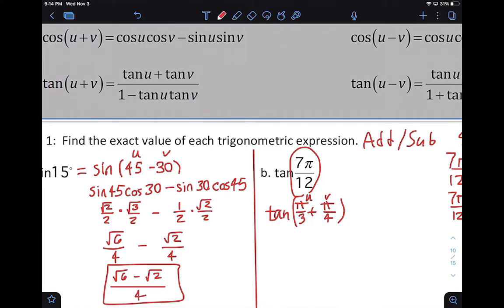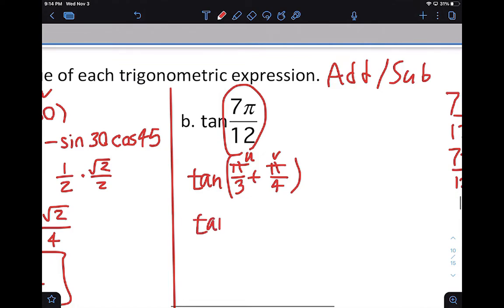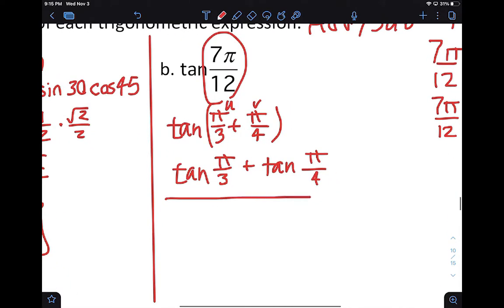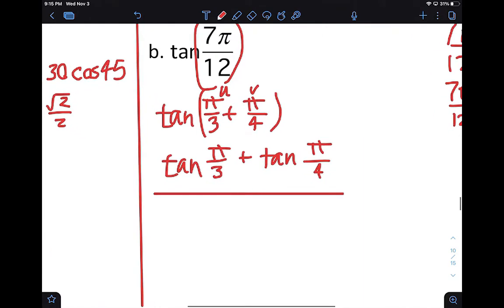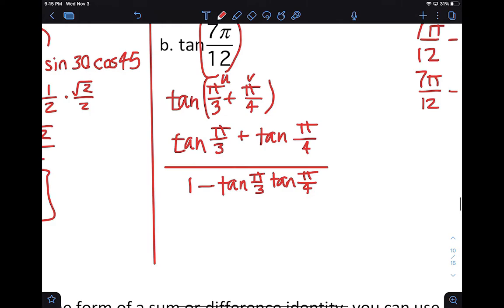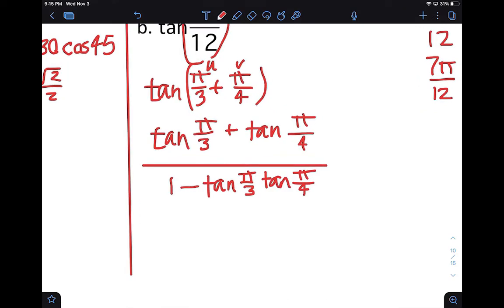That uses the plus right there. So we'll go tangent of pi over 3, and then plus tangent of pi over 4, and then that'll be all over 1 minus the product of these here, tangent of pi over 3 and then tangent of pi over 4. And then from there, after we do that, we will start to simplify.